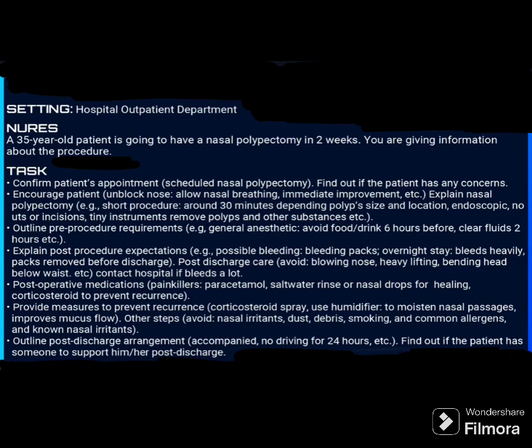The next task is to outline the pre-procedure requirements, like general anesthetic, avoid food and drink 6 hours before the procedure, clear fluid 2 hours. Possibly we can ask, do you have any more concern? Or else you can tell by yourself, I would like to tell you something regarding the pre-procedure requirements, may I proceed with that? Then you can tell that your procedure will be under general anesthesia, so your doctor will advise you to avoid food and drink 6 hours before the procedure, but you can take clear fluid in this time.